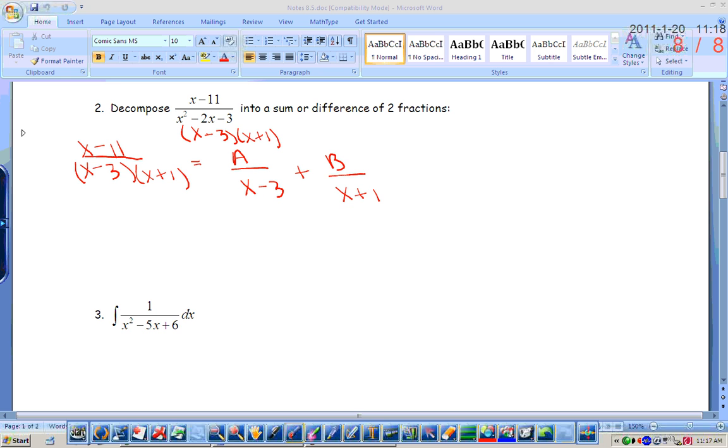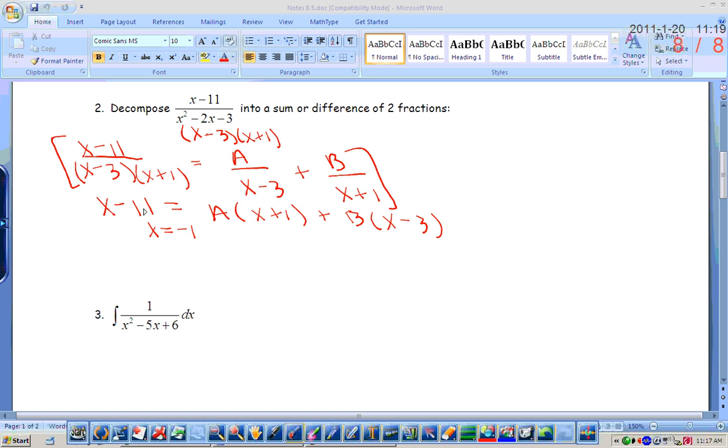Okay, so I'm going to multiply everything by x minus 3 times x plus 1. x minus 11 equals a times x plus 1 plus b times x minus 3. And the fact that I have an x on top of my original problem, it works the same way. All right, what's one strategic value of x? Negative 1. You always want to pick the two values of x that make your parentheses equal to 0.